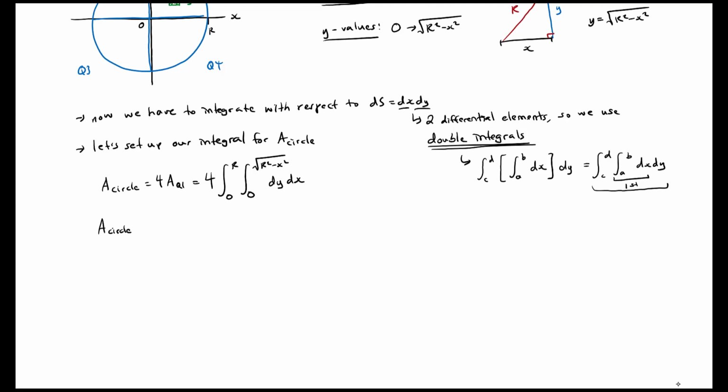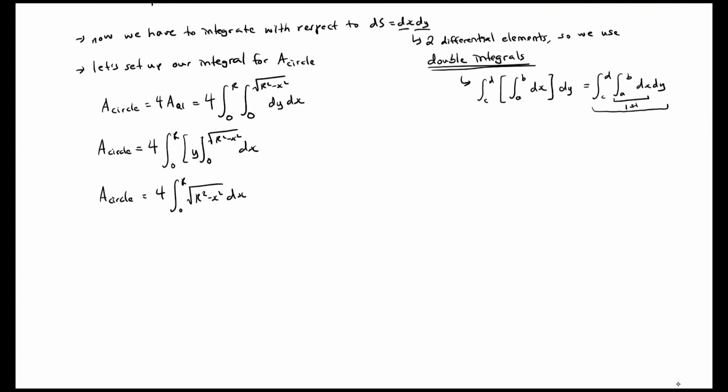So the area of a circle is equal to 4 times the integral from 0 to r. We can solve for this. It's simply just y from 0 to the square root of r squared minus x squared, dx. So the area of a circle is equal to 4 times the integral from 0 to r of the square root of r squared minus x squared dx. And okay, we're now here. This part doesn't look very nice. It means that we have to use trig substitution, such as x equals r sine theta, to evaluate the integral and get the answer.